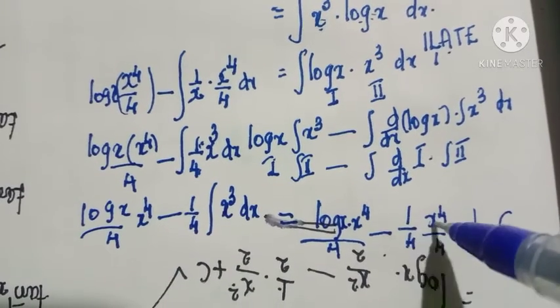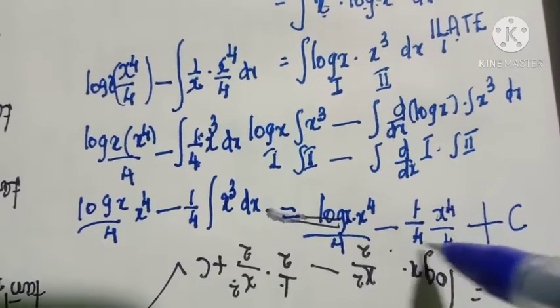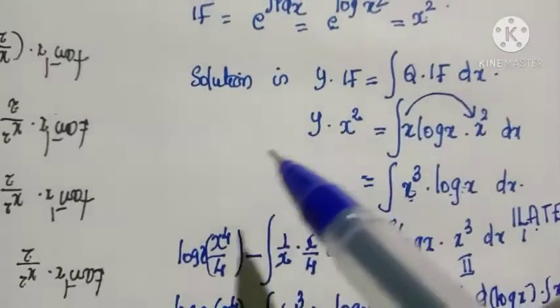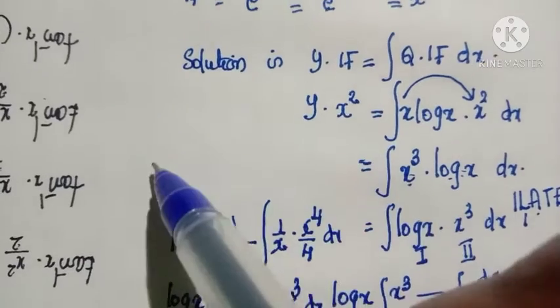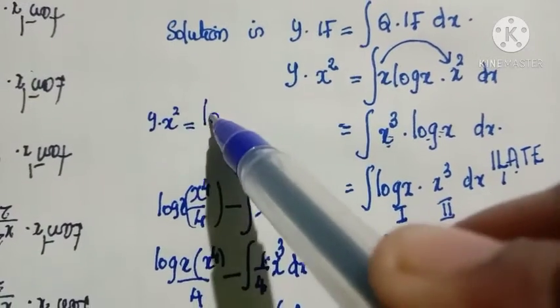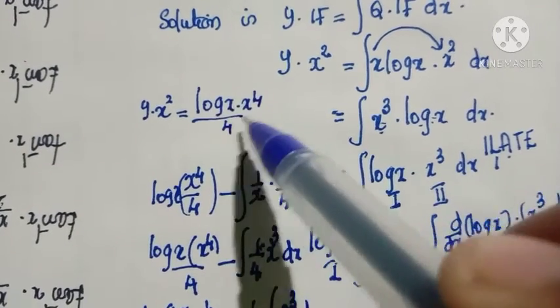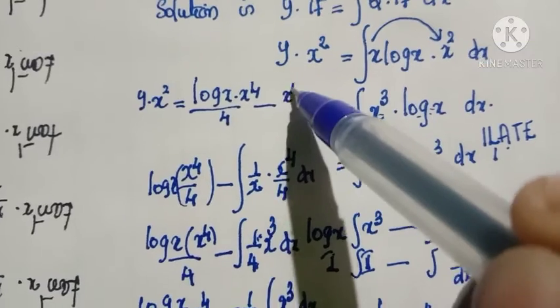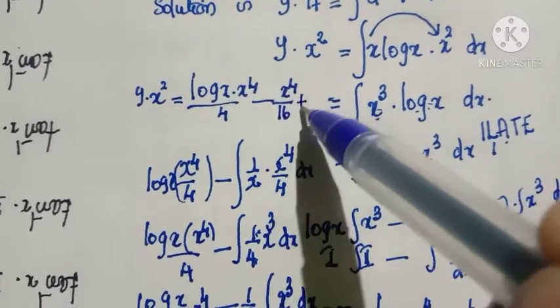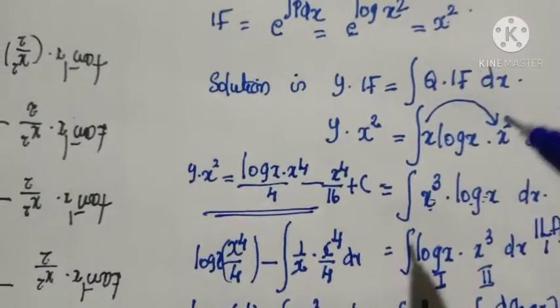Here we can write this as 1 into x⁴ by 4 into 4, that is 16. So our solution becomes: the left side is y into x², equal to the right side, log x into x⁴ by 4, minus x⁴ by 16, plus c. So this is our required solution.